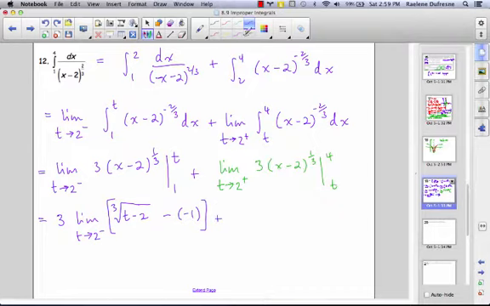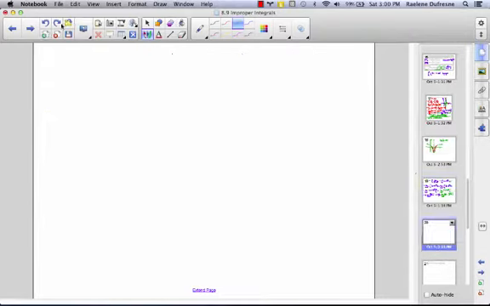And then plus 3 times the limit as t approaches 2 from the right. We get 4 minus 2, which is 2, and the cube root of that is the cube root of 2, minus the cube root of t minus 2. And in this case, if we look at the cube root graph with a horizontal translation of 2, maybe I can fit it in, I'll put it on the next slide.